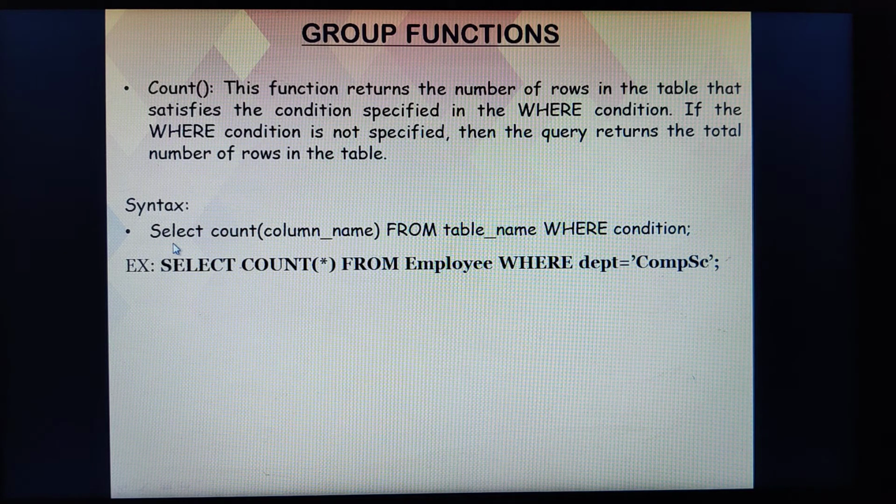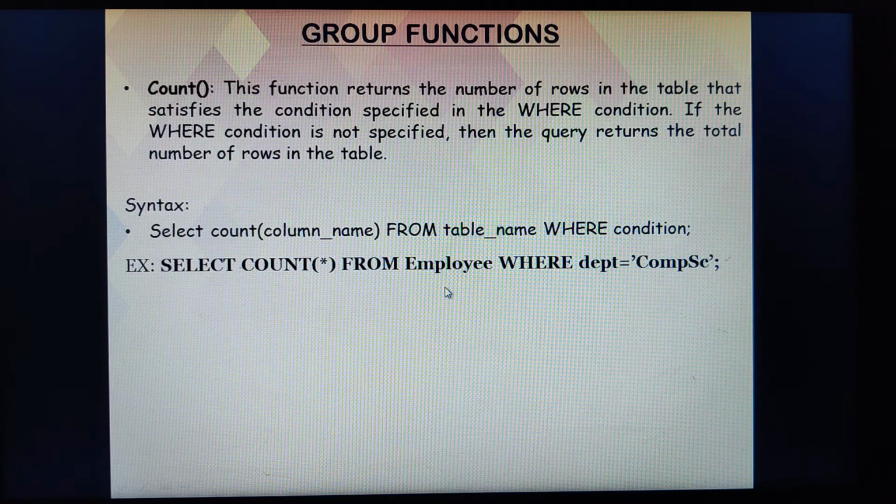Some examples you can see here. First we'll see the syntax. Select the count of the column name from the table name, and specify the where condition. Here is an example. Select count of star. Star means what? All records. Select count of star from employee where department is equal to computer science. That means it wants to count all the employees who are related to computer science. This is the example.